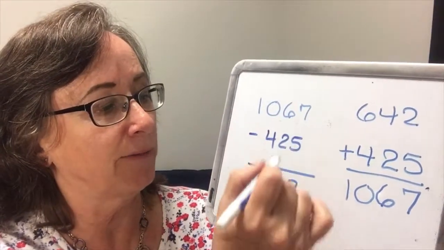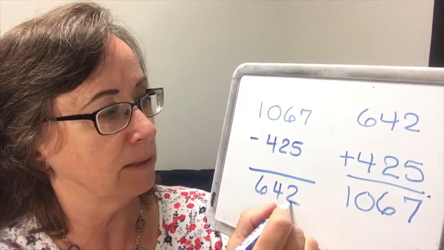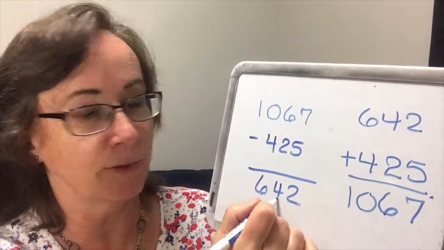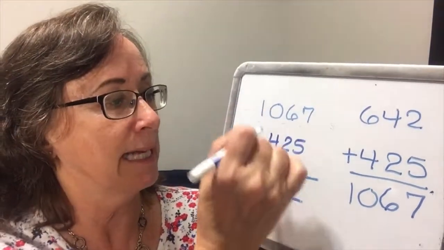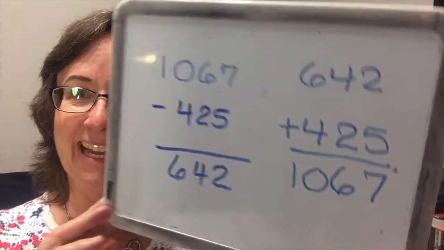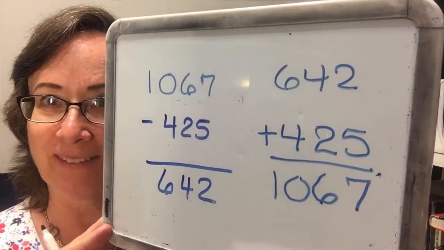So 7 take away 5 is 2. That works. 6 take away 2 is 4. That works. 10 take away 4 is 6. And we are doing very well, aren't we? This lesson is lots of fun. I love word problems. So we have 3 more, and then you get to do some word problems.